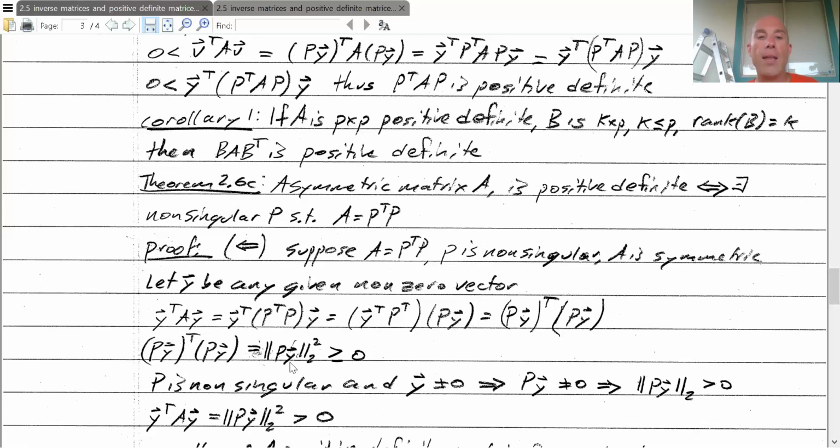Okay, so I know for a fact that that has to be greater than or equal to 0 because I'm squaring a bunch of numbers and I add them up. Okay, now, could it be 0?